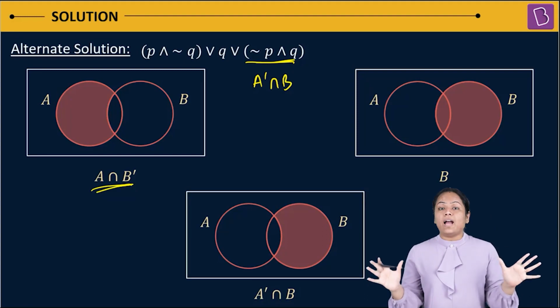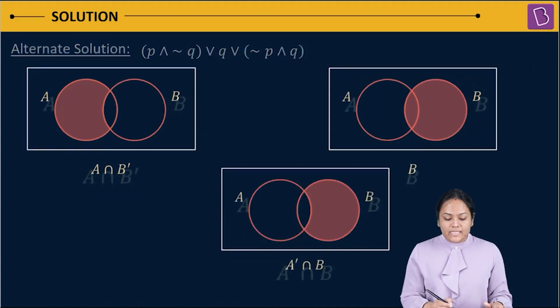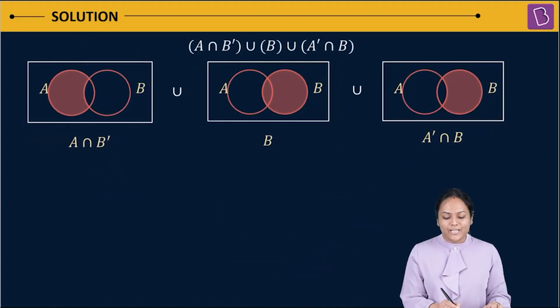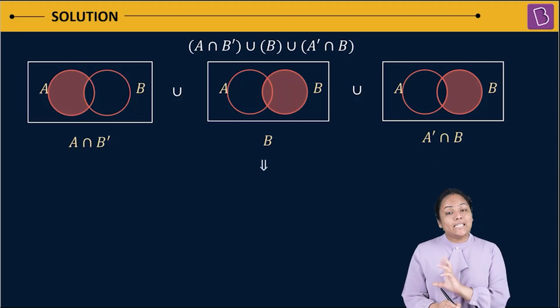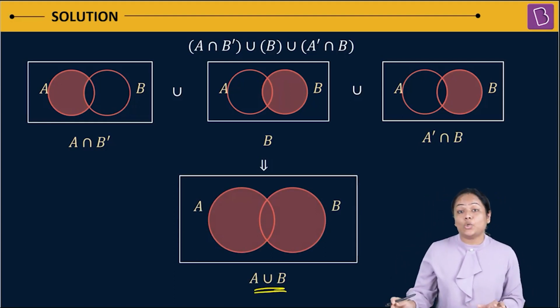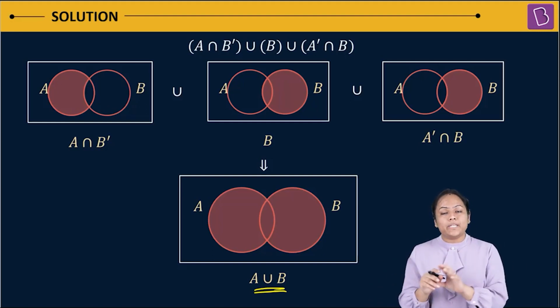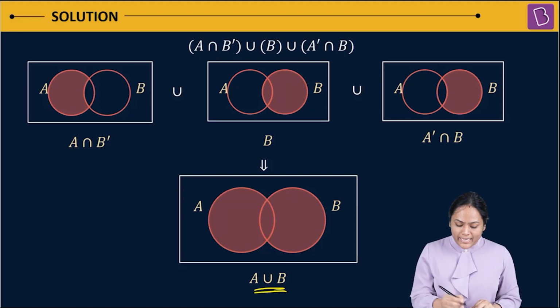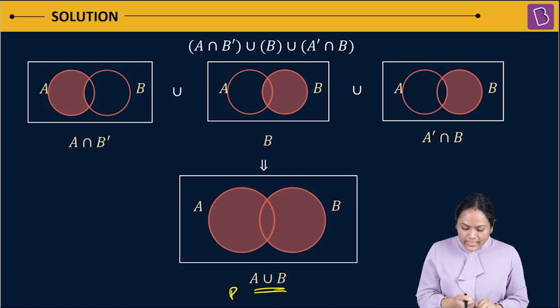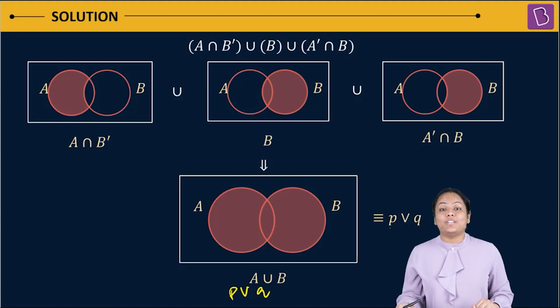Now what? Now we have to take or, that means union of all these three. So when we actually take union of all these three, that means when I just combine these three parts, you can clearly see that when I combine these three shaded regions, I'm going to get nothing but the entire part, which is A union B. And when I want to write this back to my logical implications or in the logical statement form, A is nothing but my P, right? Union is nothing but or, and B is nothing but Q. So it is equivalent to P or Q.